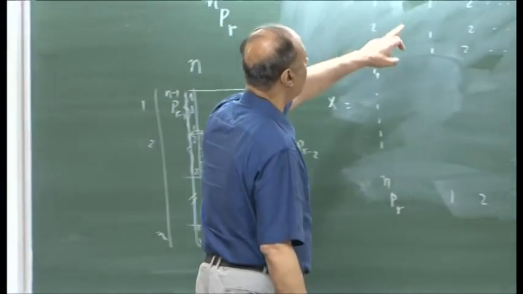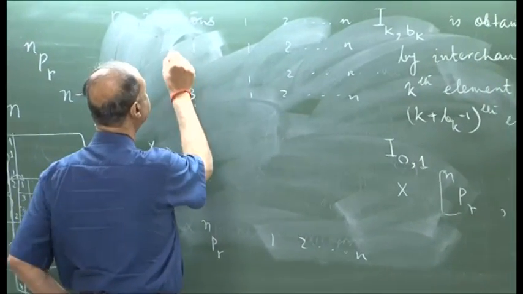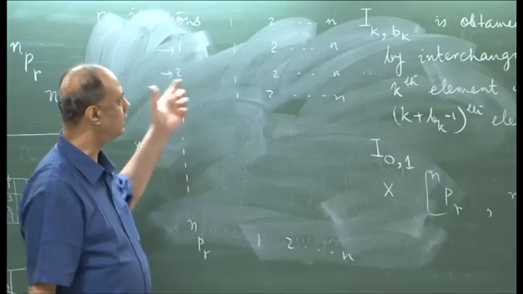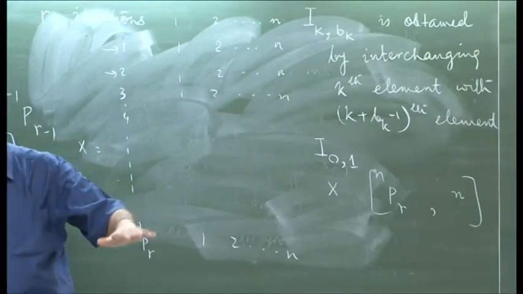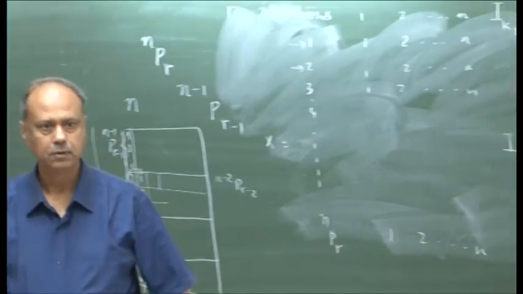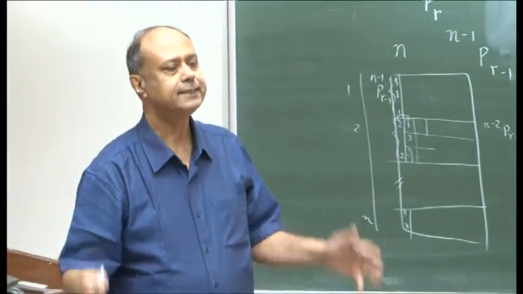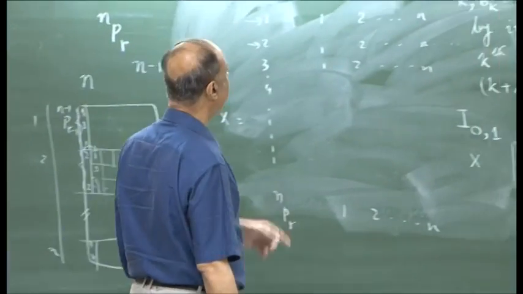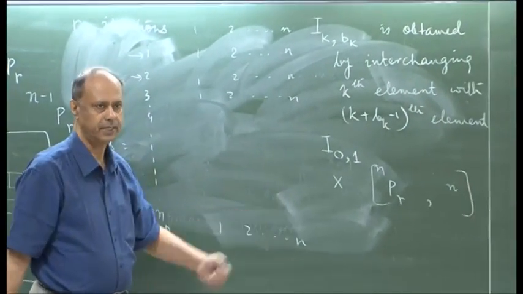So this is I01. What is I01? I01 is the identity permutation. And what is x? X is a two-dimensional array, with size nPr cross n.